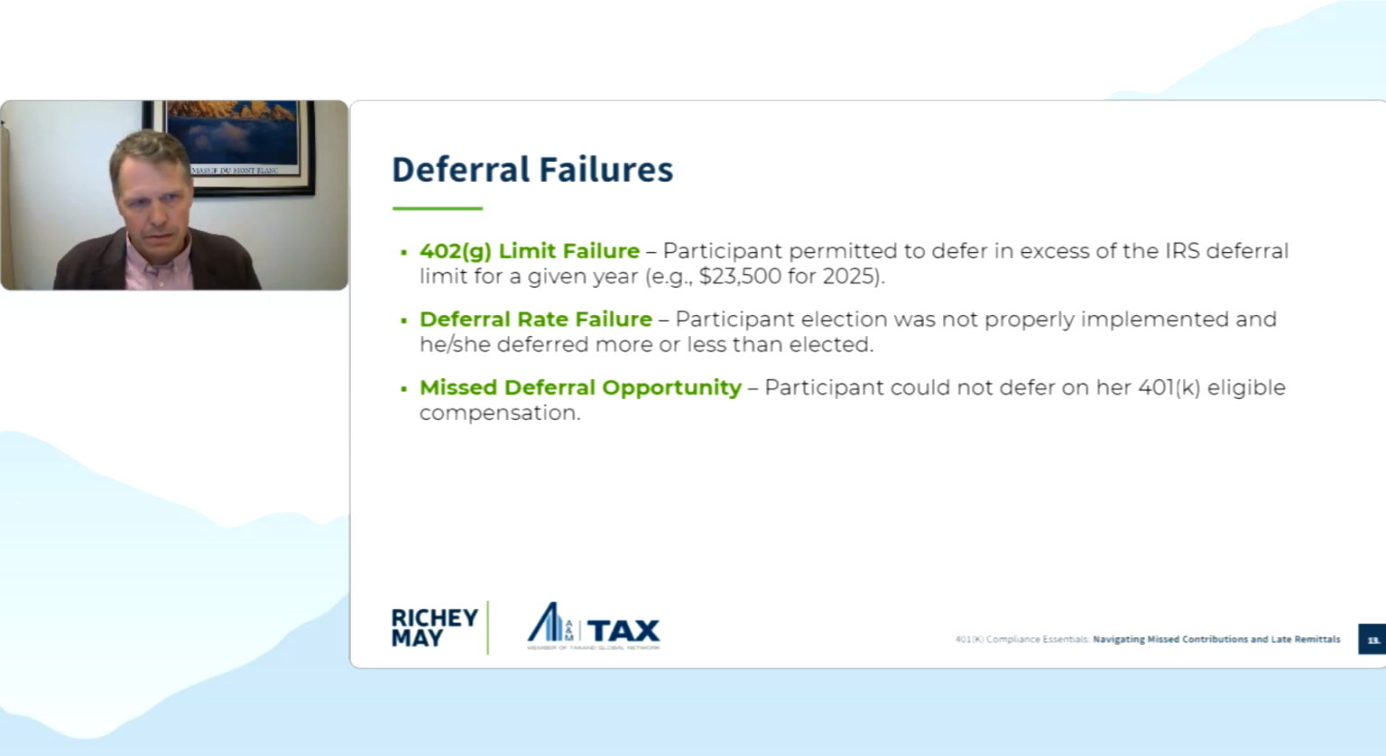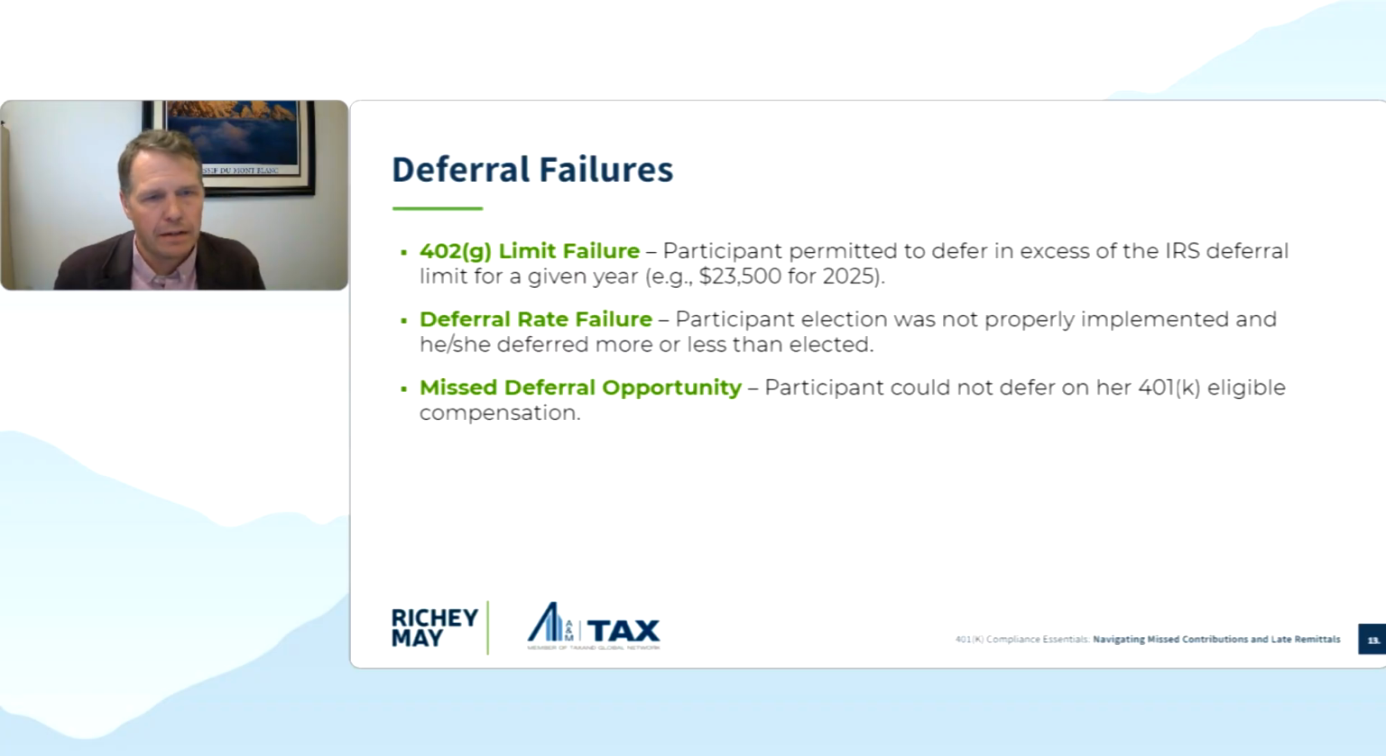And so if we think about this deferral rate failure, employee goes into record keeping system, elects to defer 6%, but for whatever reason, the prior election and payroll does not change to that new election, and the employee continues to defer 3%. So at that point, he or she is deferring less than what they've elected to defer, and could be missing out on matching contributions, and could be not receiving the full benefit of the plan.